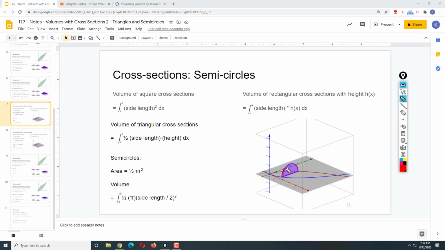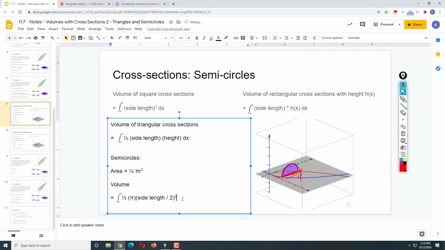Here's a circle. So side length is really diameter, but we need radius. So we have to divide by 2. Multiply by dx, of course. So that's what we can use to find the volume.